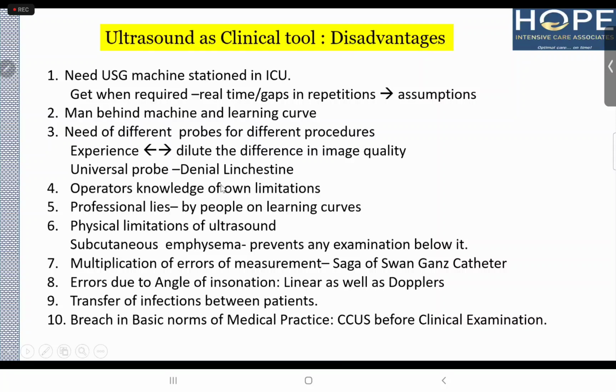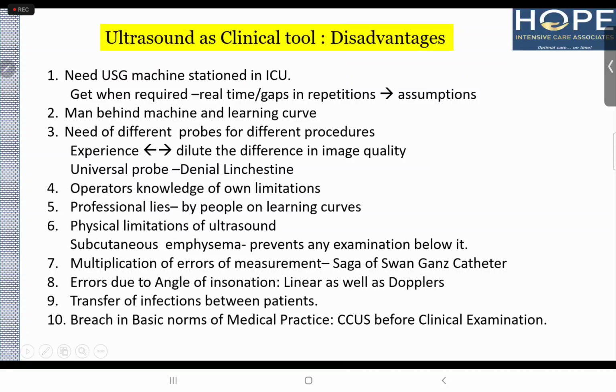This is operator-dependent knowledge and has its own limitations. As you keep on doing, you keep on getting better, but don't jump to conclusions in the first one or two years of knowledge and flout the fundamental standards of medicine. Pitfalls lie with people on the learning curve. Be careful of those who try to confabulate and fit things into a story.